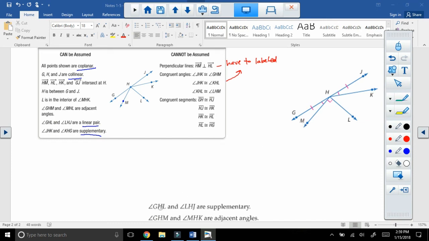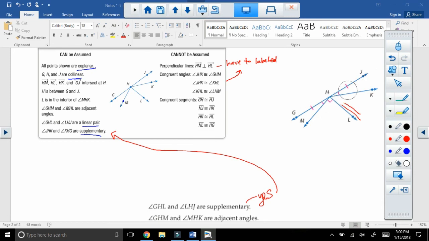Looking up at this picture, I'm going to find GHL. GHL is this angle, and angle LHJ. Can you assume that those are supplementary? The answer to that is yes, you can assume that. You can assume things are supplementary as long as they're in the picture, and they should be, because that looks like it's a straight line.